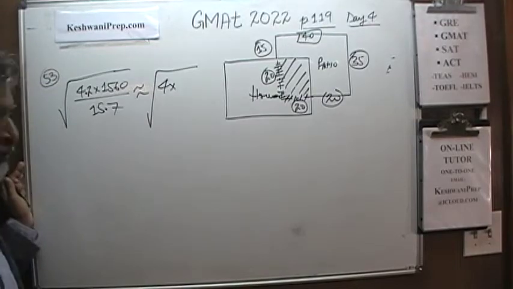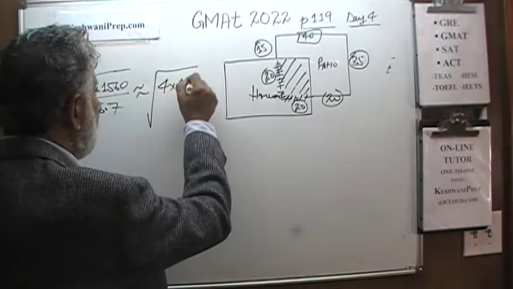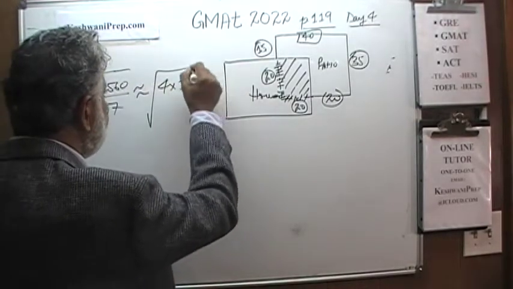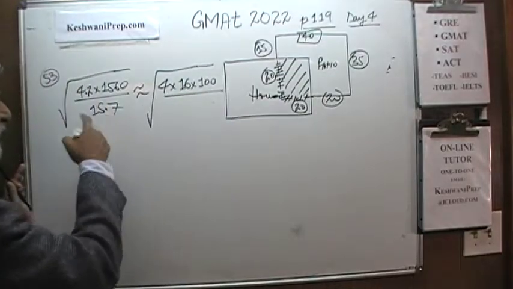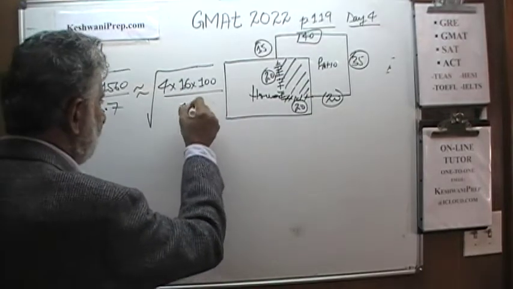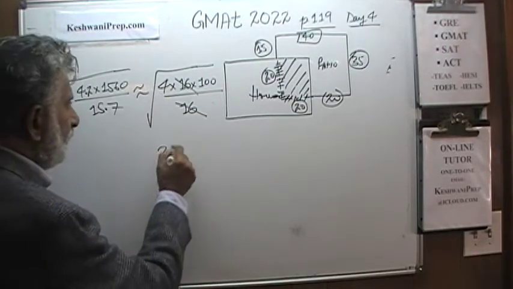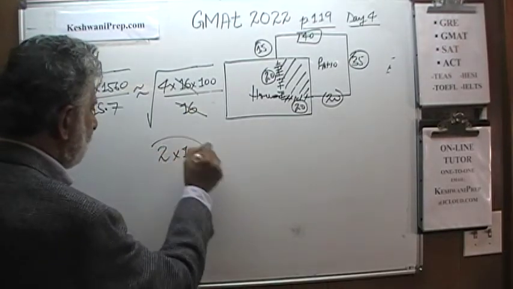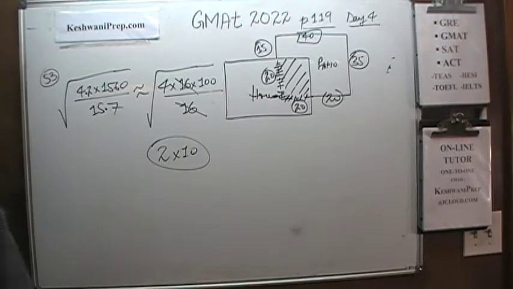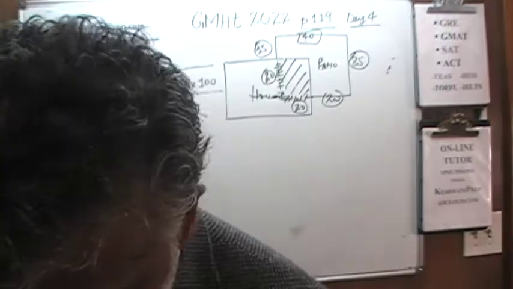1560 is approximately 1600. 1600, we're going to write it as 16 times 100. And at the bottom, we have 15.7, that's just 16. There we go, this 16 drops out. The square root of 4 is 2, the square root of 100 is 10, there we go, it's just 20. The approximate value of this quantity is just 20.